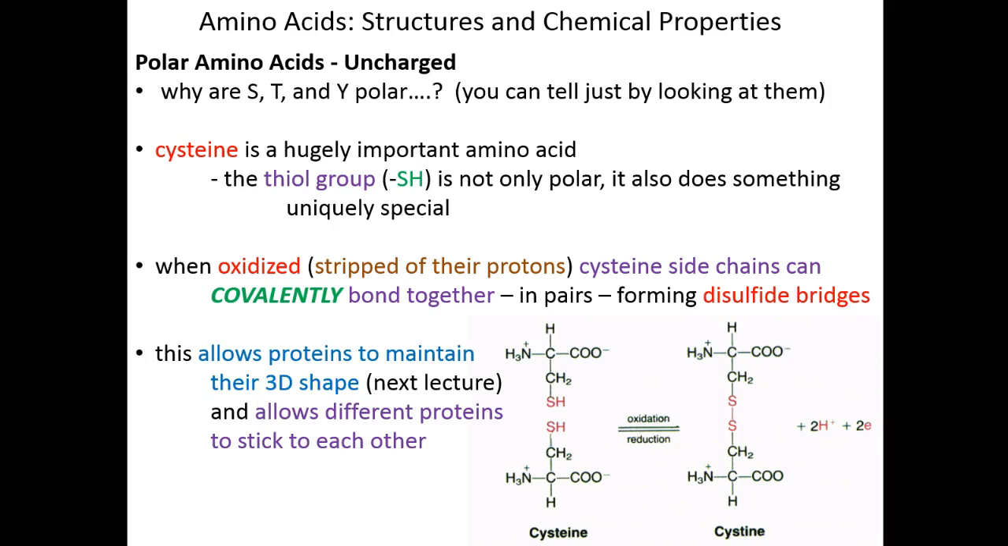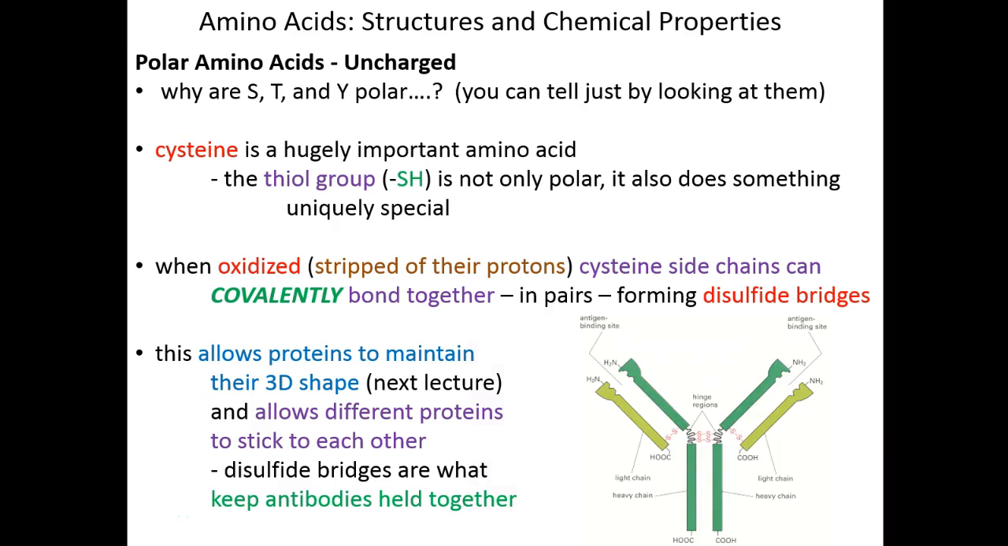These types of disulfide bridges allow proteins to stick to a single three-dimensional shape, which we'll talk about in Lecture 3, and it also allows different proteins to stick to each other in larger complexes. Some of you who've taken immunology or had some immunology units in other courses might recognize this structure. This is the classic structure of a typical immunoglobulin, an IgG molecule, and you will see that these subunits are being held together through, there they are, disulfide bridges.